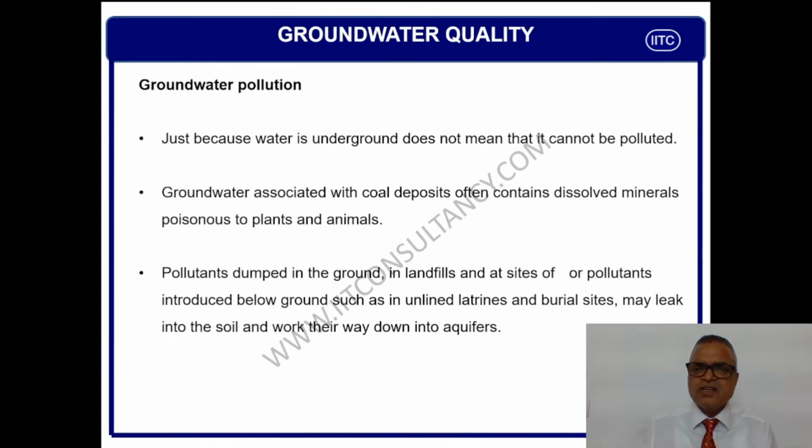Pollutants dumped in the ground, in landfills, or pollutants introduced below ground, such as unlined latrine burial sites, may leak into the soil and work their way down to the aquifers. So anything and everything we do on the ground in the landfill area, we introduce pollutants inside the ground without lining. An unlined latrine burial site will leak into the soil, go into the aquifer, and pollute the aquifer. So these are the reasons for aquifer pollution.